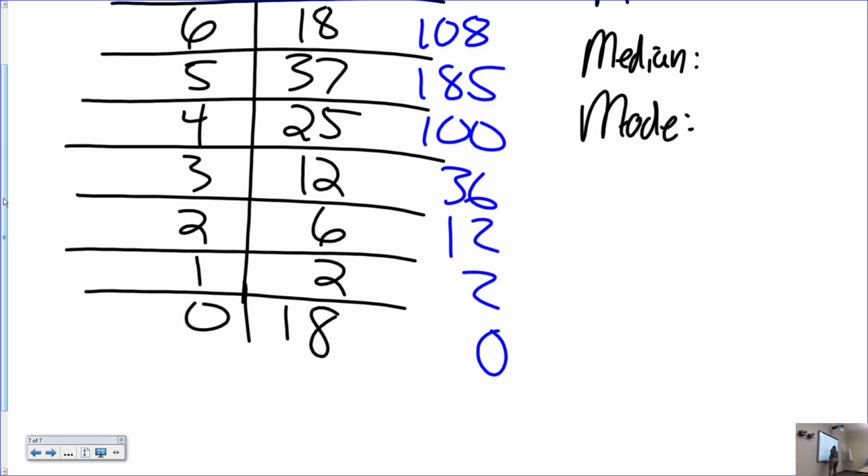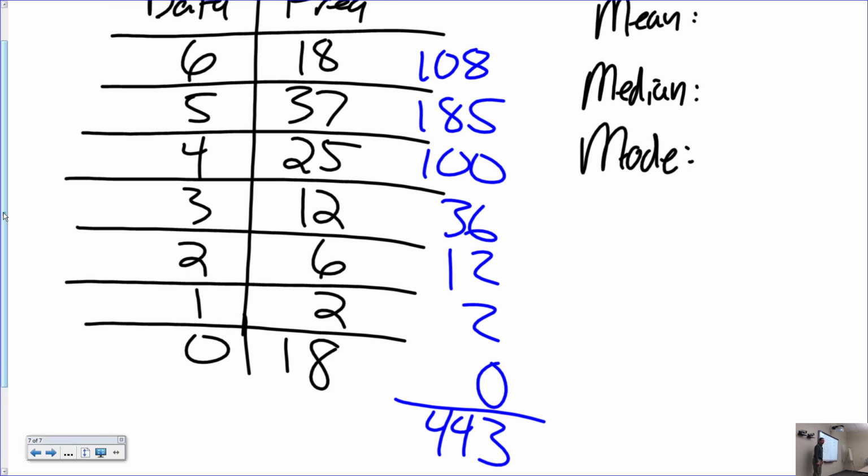So, when you added them all up, what'd you get? 443. I'll buy that. Now, what do I do with the 443 to get the mean? Divide by 7? Divided by 118 or 7? If you divided by 7, what would you get? You'd get a number like 63. Would the average of these numbers be 63? Yes, because the numbers are between 0 and 6, so the average would be right.